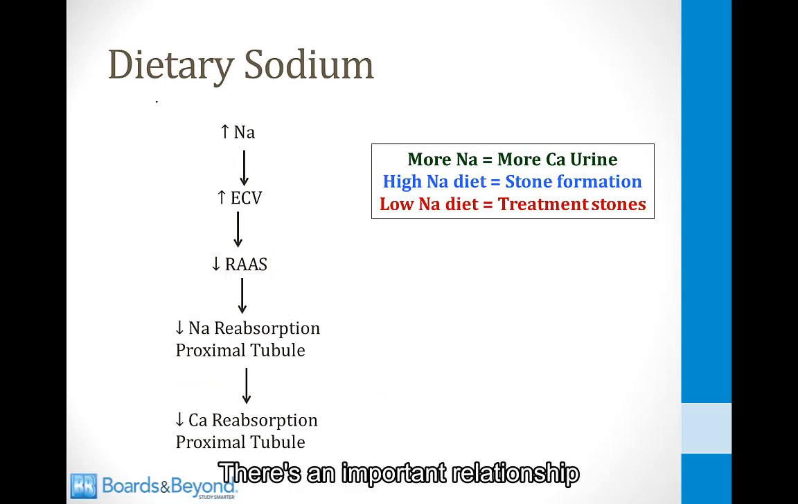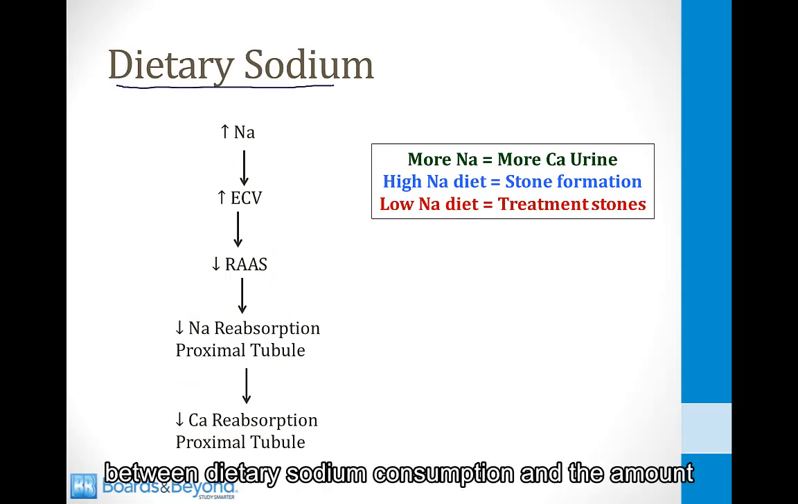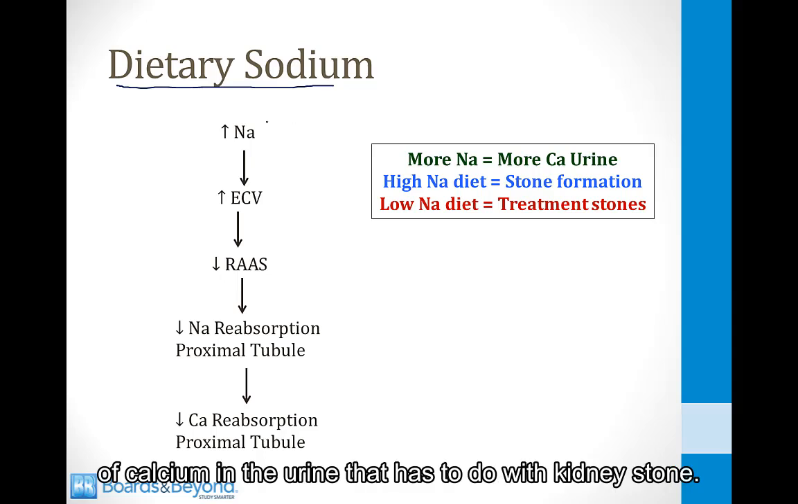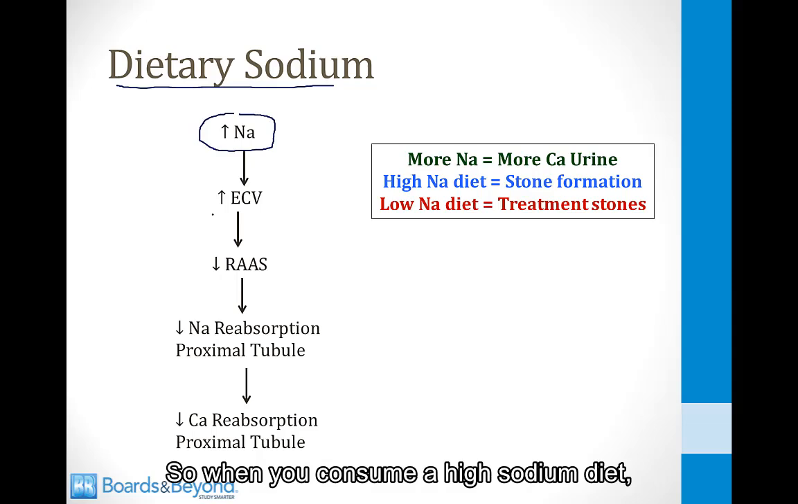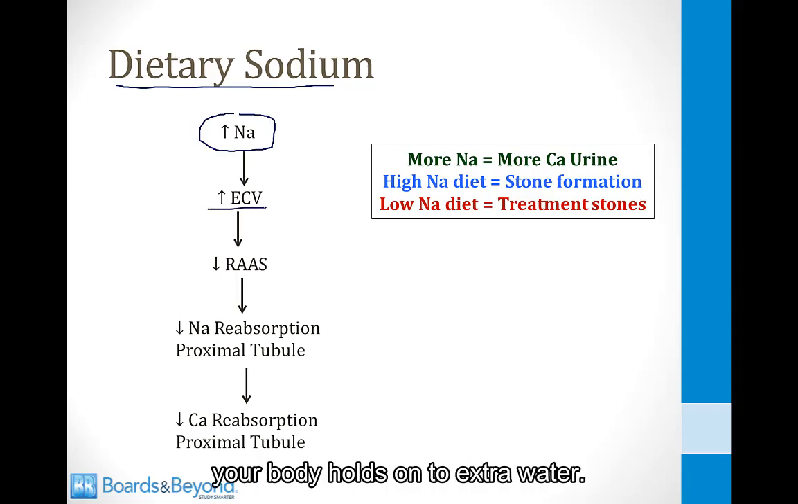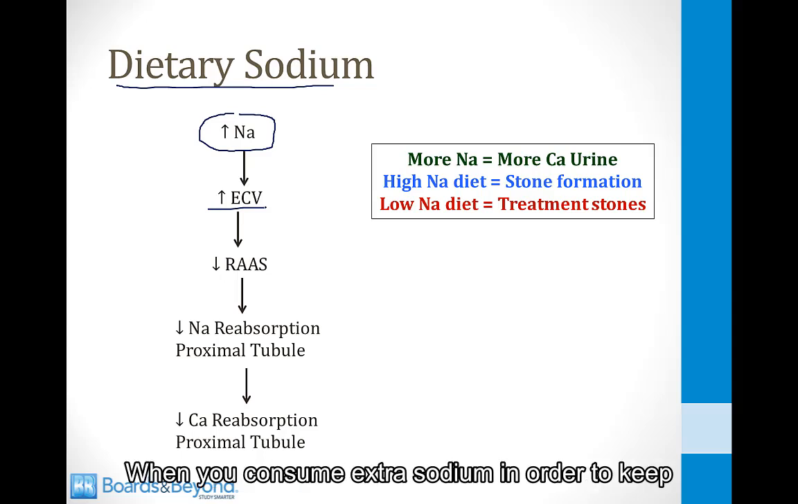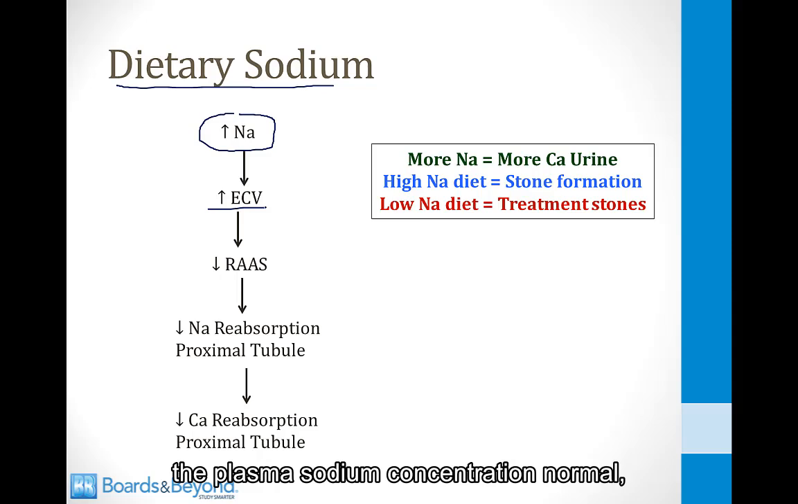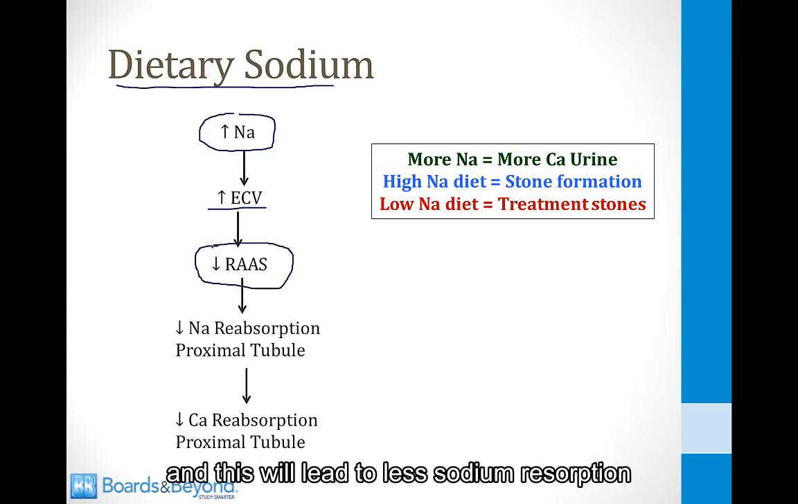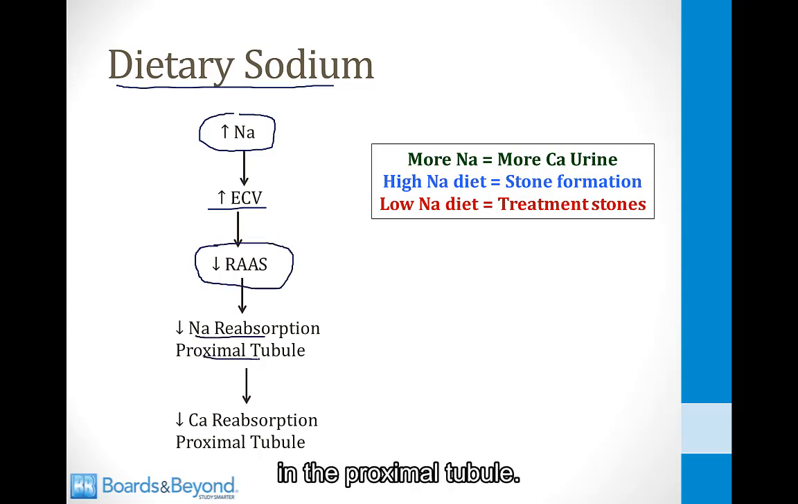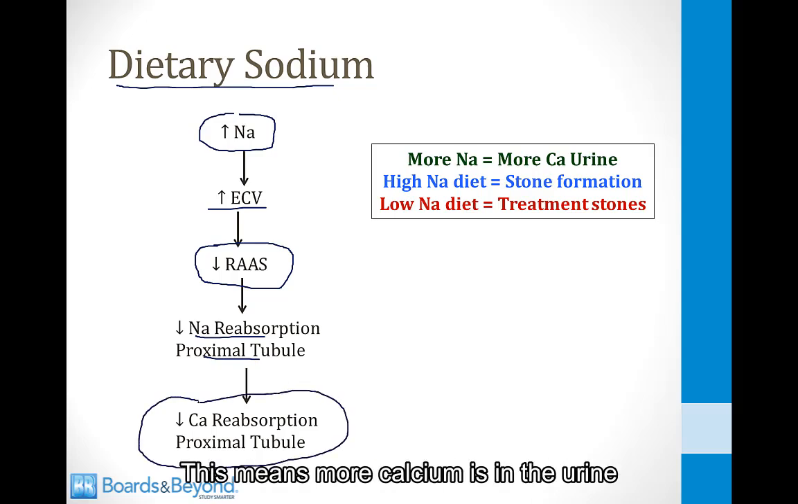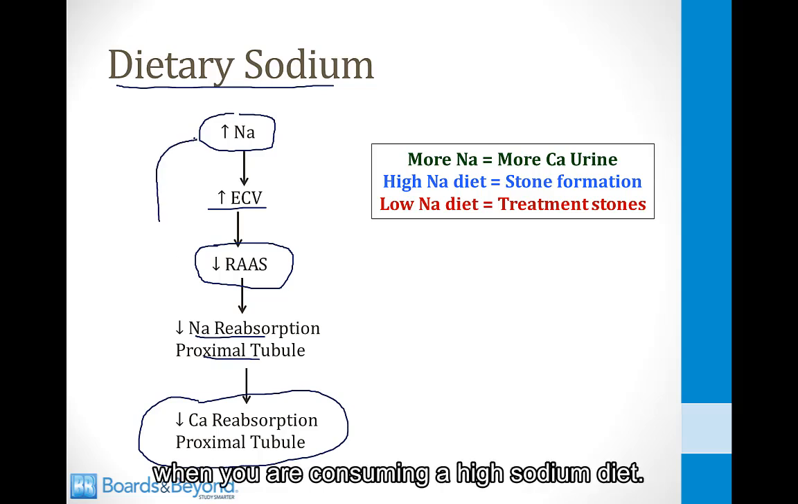There's an important relationship between dietary sodium consumption and the amount of calcium in the urine that has to do with kidney stones. So when you consume a high sodium diet, this expands your extracellular volume. Your body holds on to extra water when you consume extra sodium in order to keep the plasma sodium concentration normal. The expanded ECV will dial down the renin-angiotensin-aldosterone system, and this will lead to less sodium resorption in the proximal tubule. In the proximal tubule, sodium resorption and calcium resorption are tied together. So when there's less resorption of sodium, there is also less resorption of calcium. This means more calcium is in the urine when you are consuming a high sodium diet.